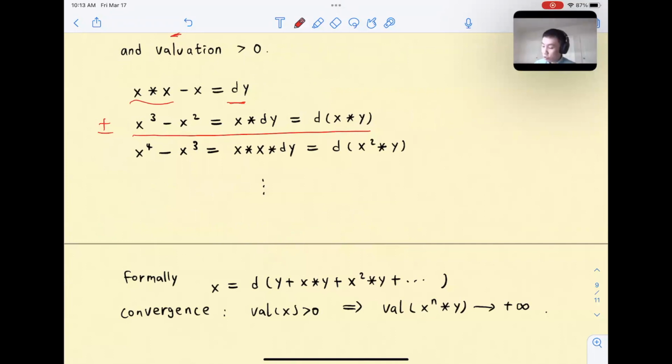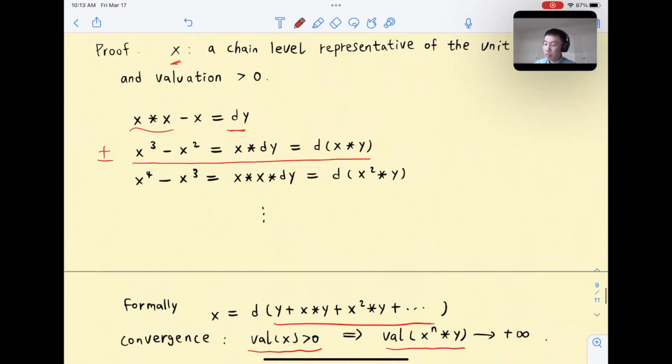So in order for this infinite sum to be convergent, we need to use that the valuation of X is positive. Therefore, the valuation of the nth term goes to infinity. So this is somehow crucial. If X has zero or negative valuation, we do have this formal primitive of X, but it is not a convergent element. So that's how we construct the primitive of the unit by using this positive valuation X.